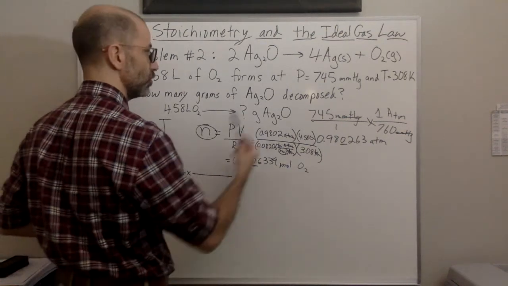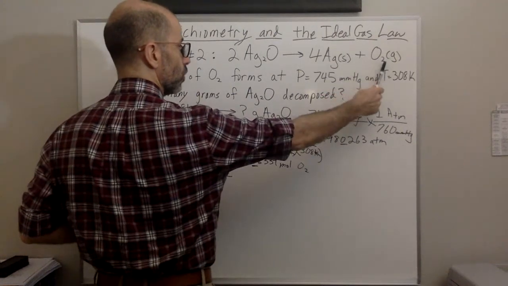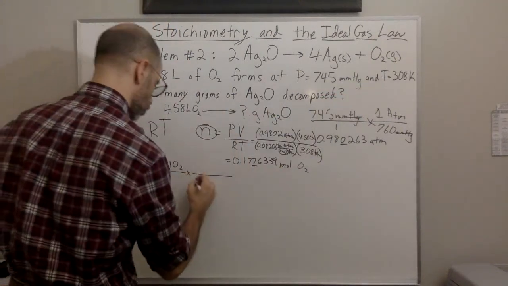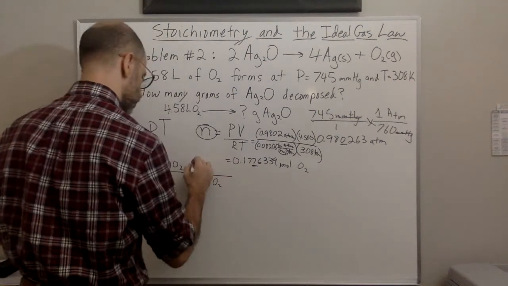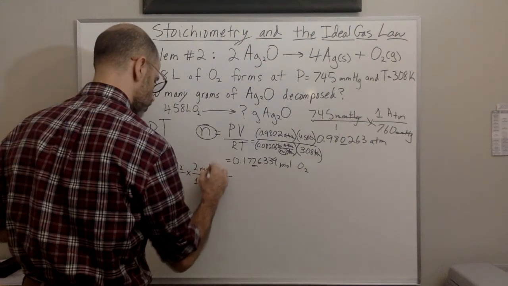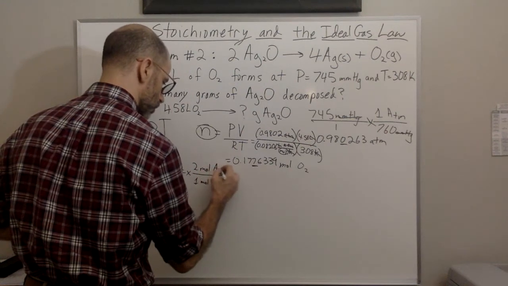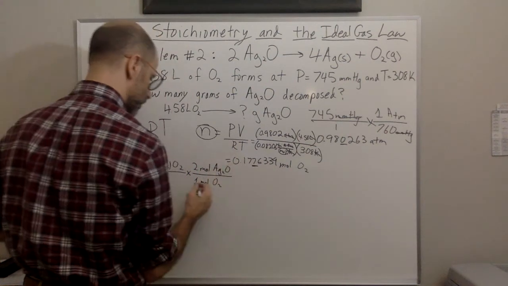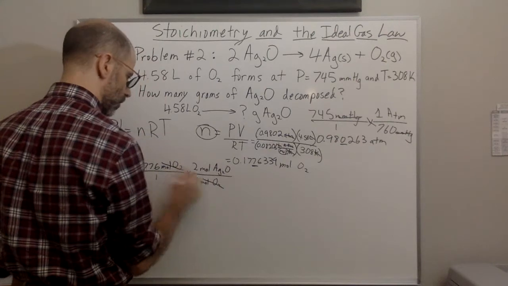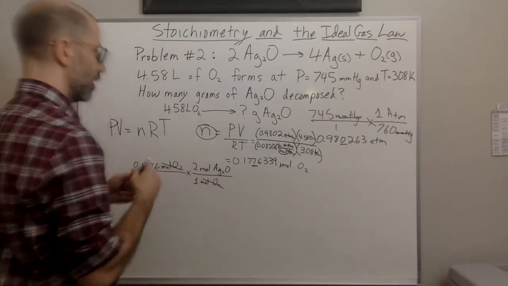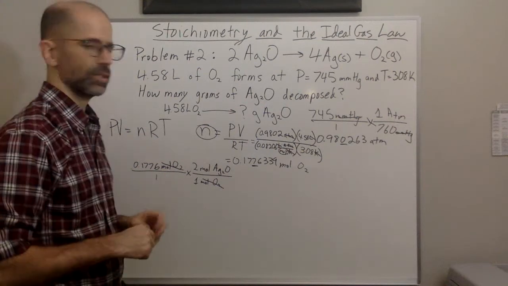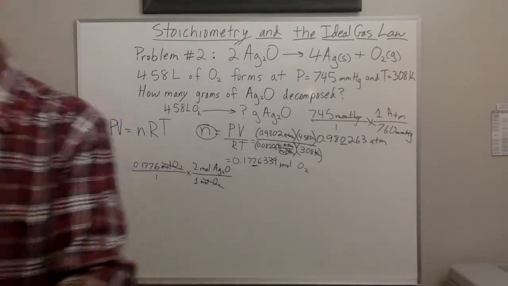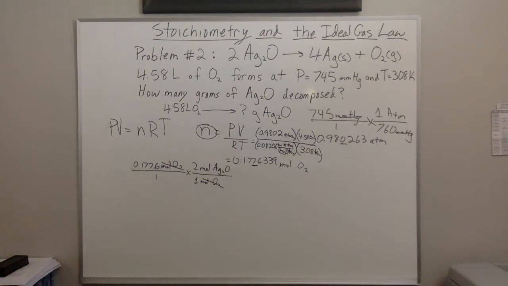The mole ratio between oxygen and silver oxide is 1:2. So 1 mole of oxygen to 2 moles of silver oxide. Moles cancel out. Now I have moles of silver oxide, but they're asking for grams. So I need the molar mass of silver oxide. So I gotta look that up.